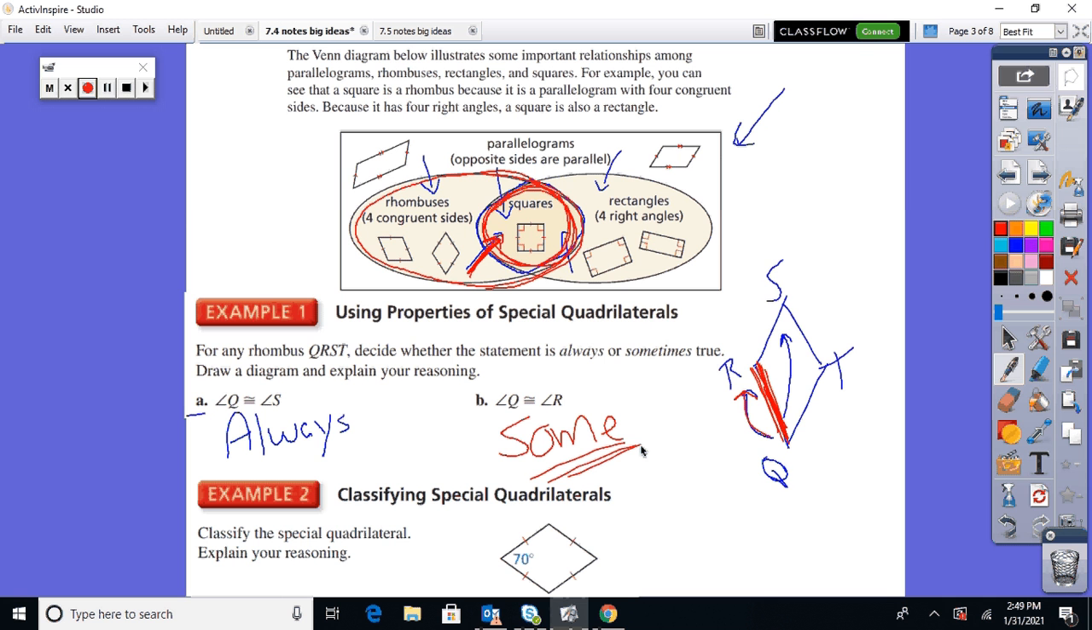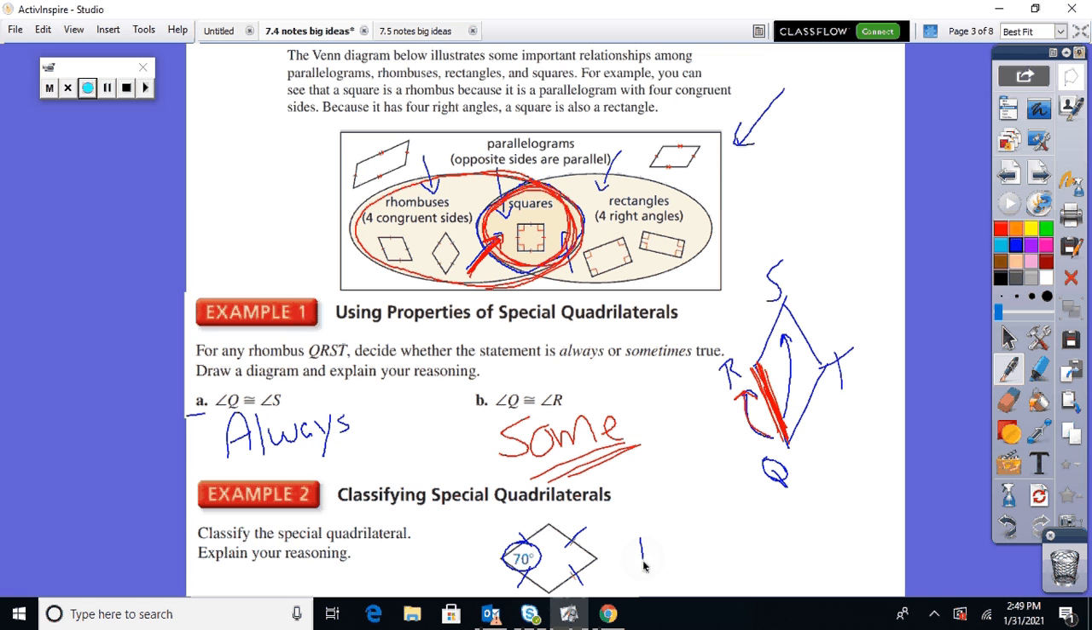All right, example 2, classifying a special quadrilateral. Classify this one. If you have a picture marked up like this, we've got four sides congruent. All right, so it's at least a rhombus. Could it be a square? Well, the 70 is here to let you know that it's not a square. Or obviously a rectangle, because you'd have to have 90s everywhere.